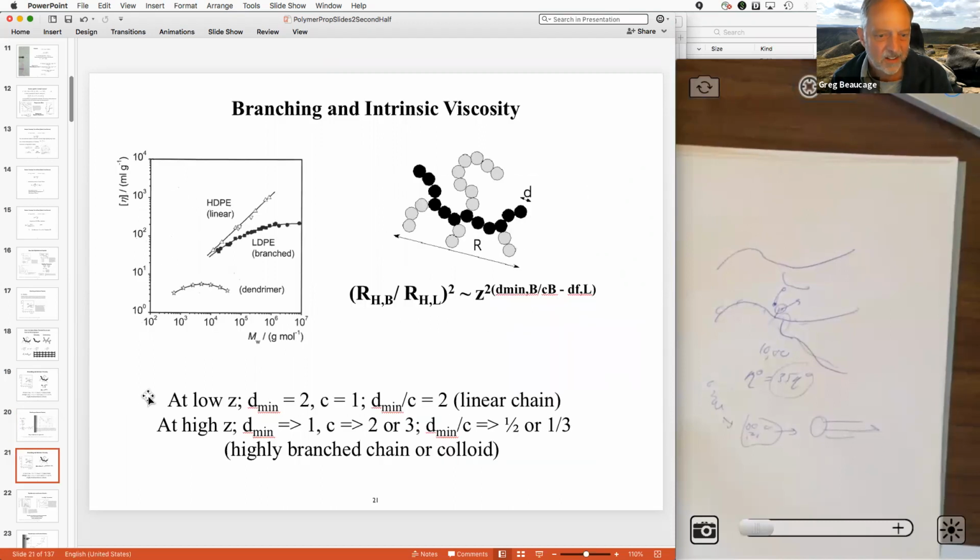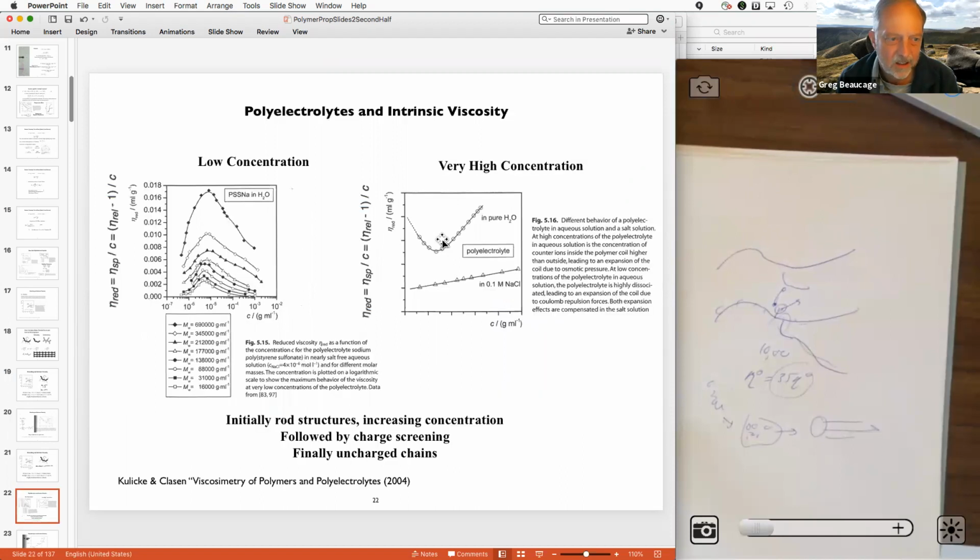I think that's kind of where we are here. Let's see. Linear, branched, polyelectrolytes. There's actually more to this. This is an unending subject area. So yeah, polyelectrolytes are a whole other beast.